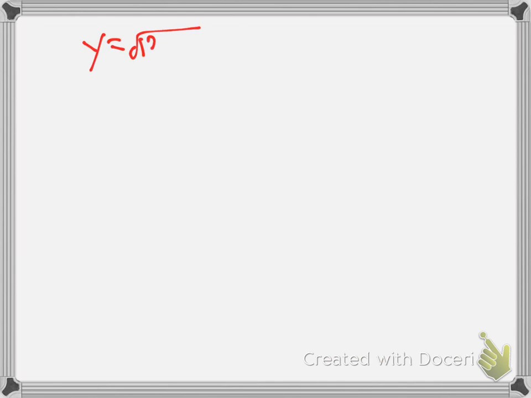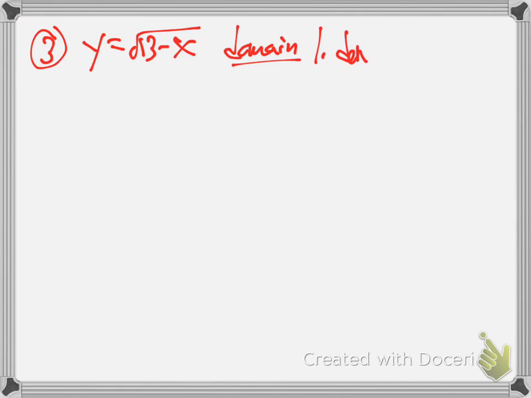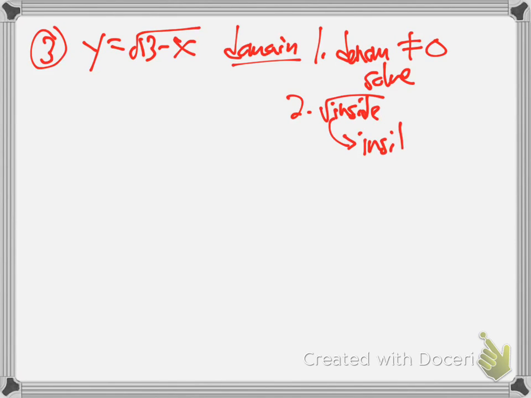Y equals square root of 13 minus x. Was that number 3? Domain. All right, remember for domain we had 2 issues. Number 1, if you have any denominators, you say the denominator cannot equal 0 and you solve. Number 2, if you have a square root, you take the inside out, and you say the inside cannot be negative, meaning you must be greater than or equal to 0.